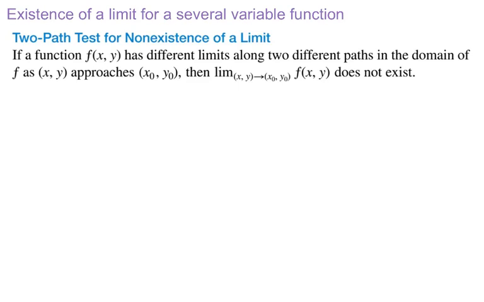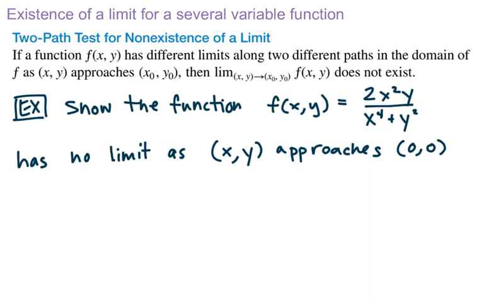So now we can look at an example. For this example, we're going to show that the function f of x, y, equaling 2x squared y divided by the quantity x to the fourth plus y squared, does not have a limit as xy approaches 0, 0. Or rather, we're going to show that the limit as xy approaches 0, 0 of f of xy does not exist.